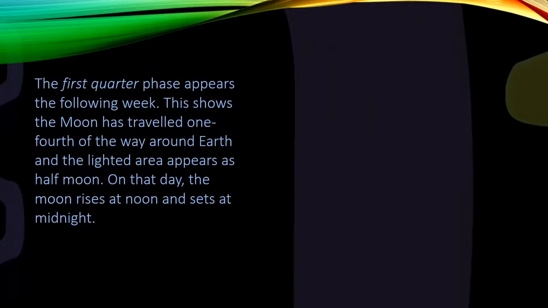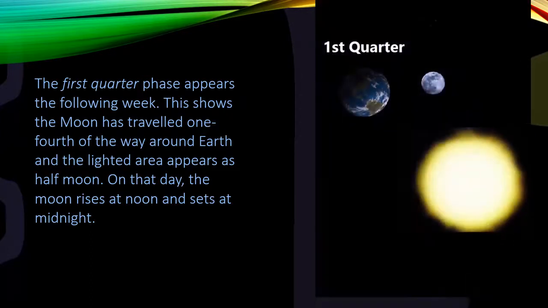The first quarter phase appears the following week. This shows the moon has traveled 1/4 of its way around Earth. The moon appears as a half moon, and in that case, the moon rises at noon and sets at midnight. As you see, the moon traveled 1/4 of the way around Earth, and the lighted area appears as a half moon.